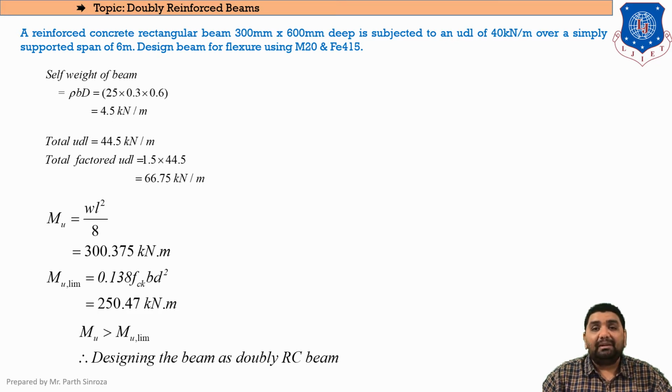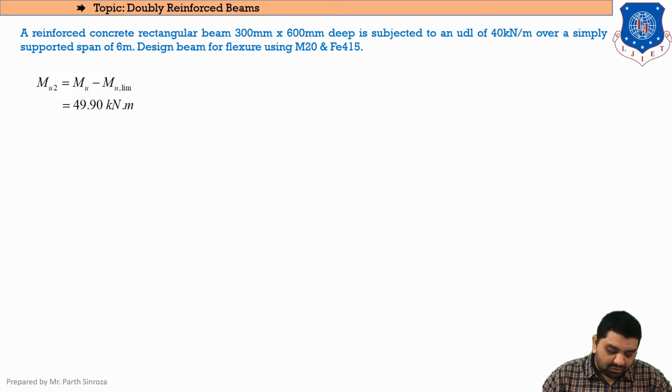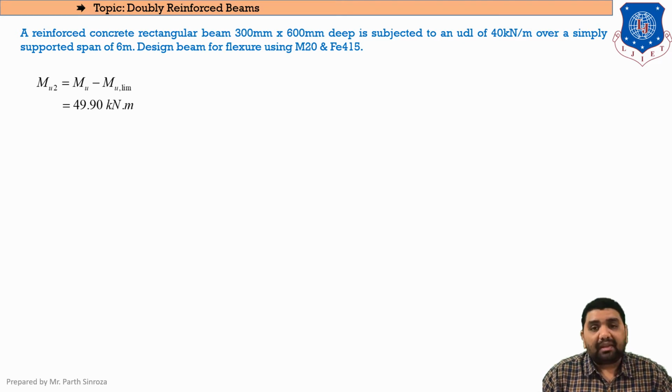So this is how we will be determining whether the question given in the examination is of a singly reinforced section or a doubly reinforced section. So now the original procedure will be the same that we have discussed earlier. The first thing will be to find the auxiliary moment, that is the additional moment that is required to provide the compression steel. So that will be Mu2, and Mu2 will always be equal to Mu minus Mu limb. That comes out to be here 49.90 kilonewton meter.